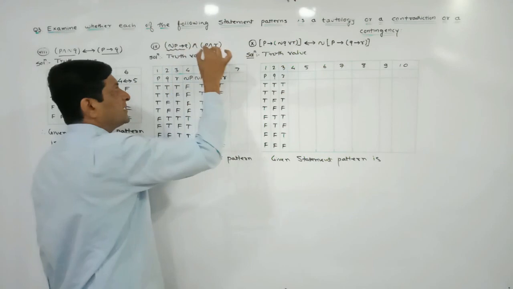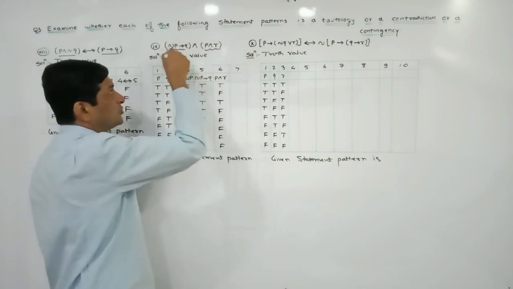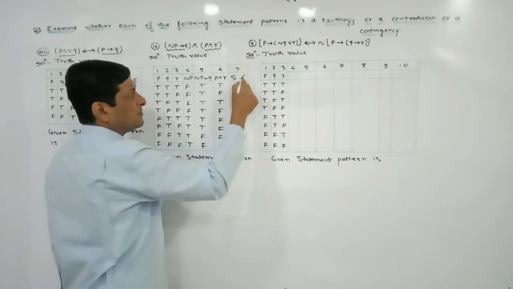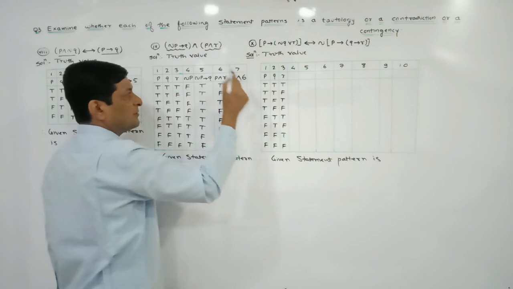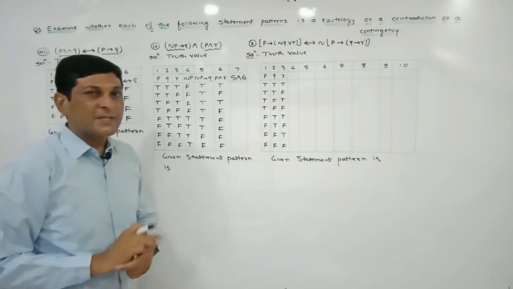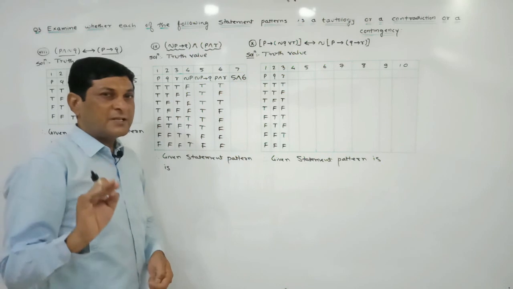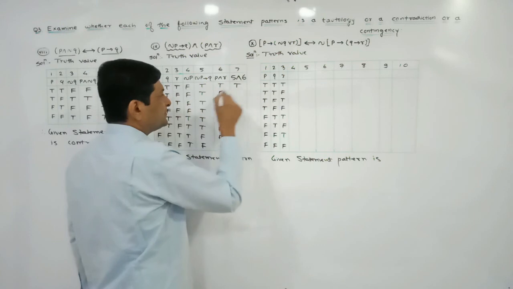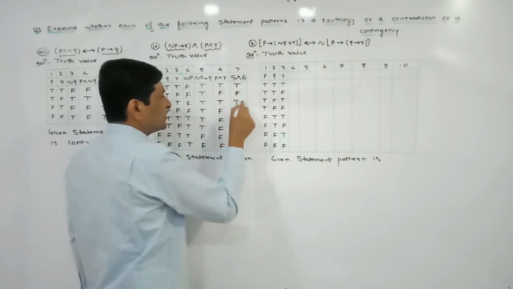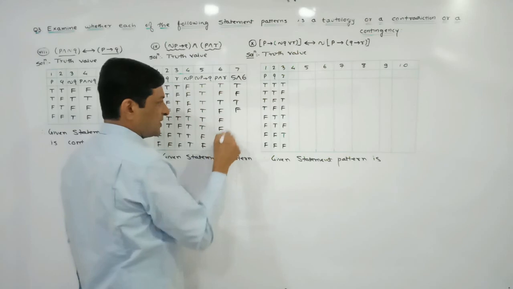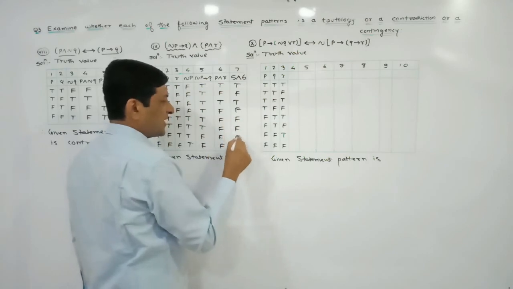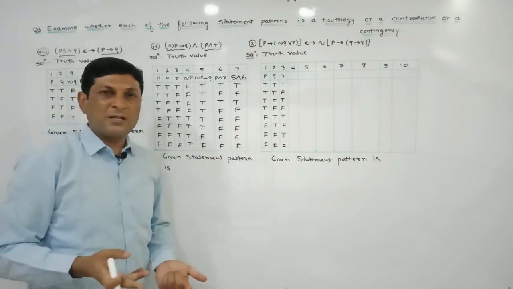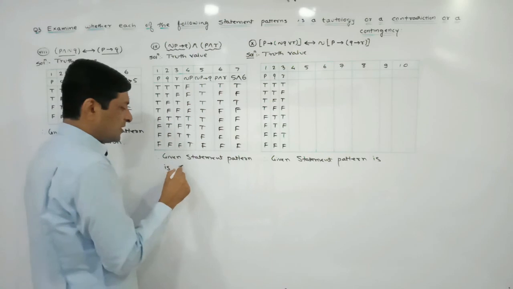Lastly, we have to connect these two statements by AND. Truth value of this statement lies in column number 5 and truth value of this statement lies in column number 6, and we are connecting these two statements by which logical connective? AND. Let us see what result we will get here. In case of AND, if at least one statement is false, AND will be false. So here we are getting true, false, true, false, false, false, false. Means at least one statement is false, truth value of AND will be what? False. So here easily we can observe that this statement is neither tautology nor contradiction, so we can say that this is what?